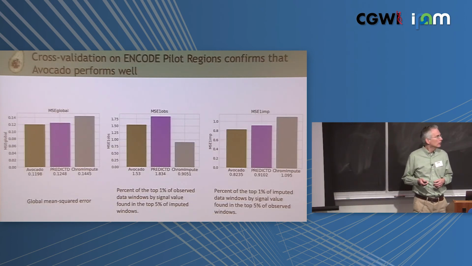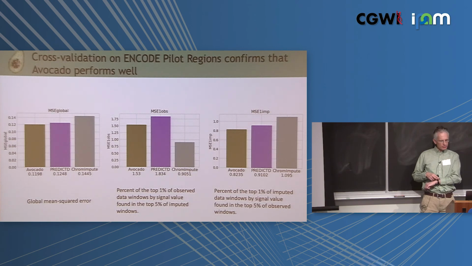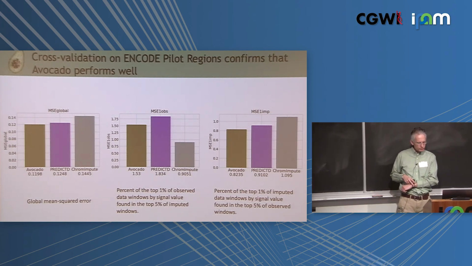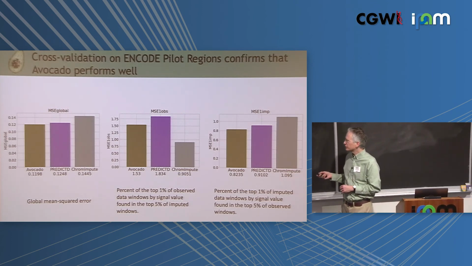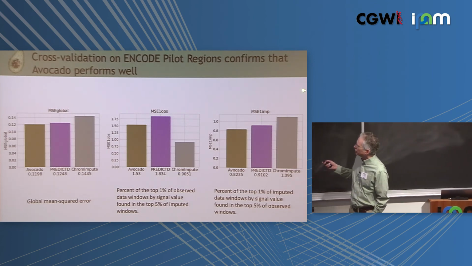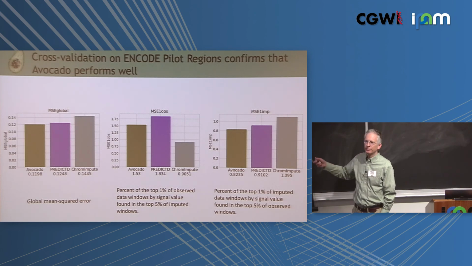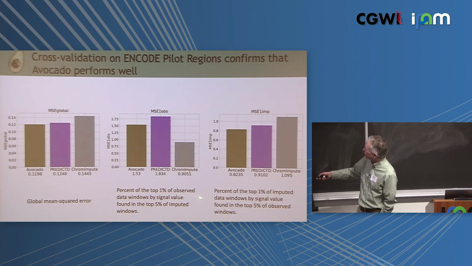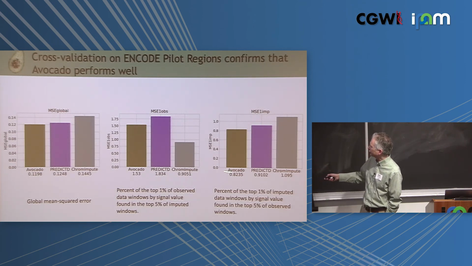Okay, so I'm supposed to be done in 3 minutes, so I want to just mention, there's a number of different performance measures that we go through. So this is just showing that when we actually skip from the validation set to cross-validation on the ENCODE pilot regions, we maintain good performance in terms of the mean squared error. You can see that we're outperforming, so we're looking at two different complementary measures here.